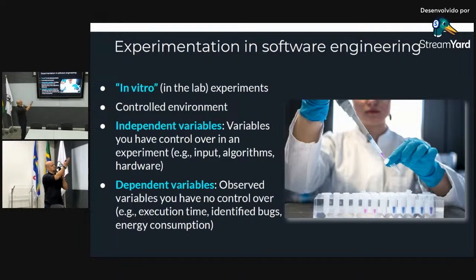But usually, we have a set of independent variables we can fiddle with, and some we can't, which are the observed variables, the dependent variables, such as test coverage, number of bugs, or execution time, or in the field of green software, mostly energy consumption.